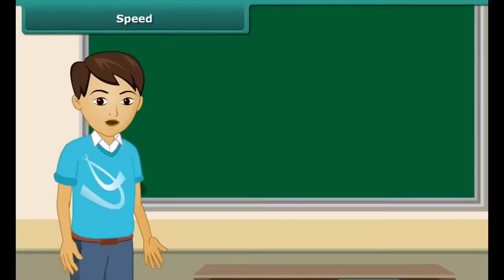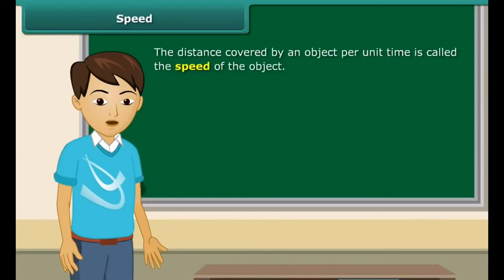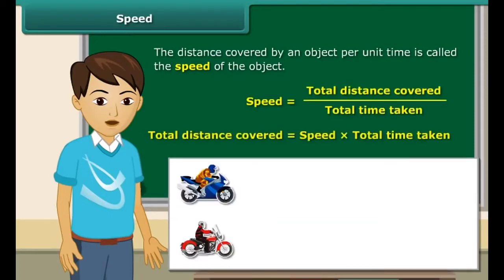Now, how can you calculate speed? Speed is the total distance traveled per unit time. The formula for speed is equal to total distance traveled divided by total time taken by the object. You can calculate the speed of two objects, that is, which one is faster and which one is slower, by taking the time constant.